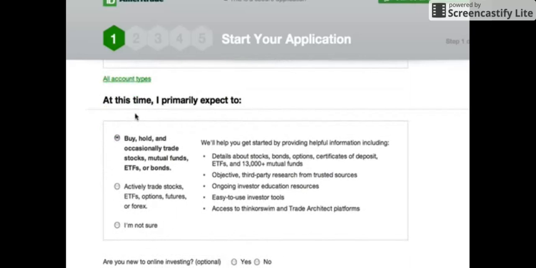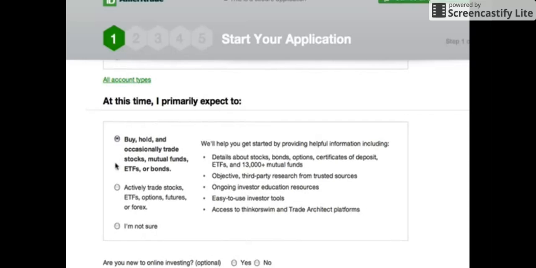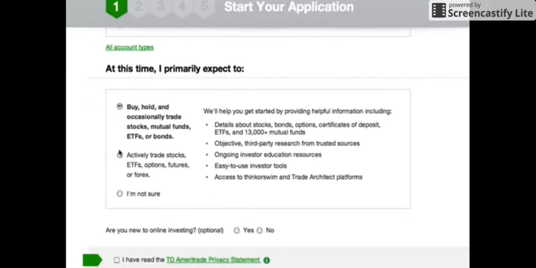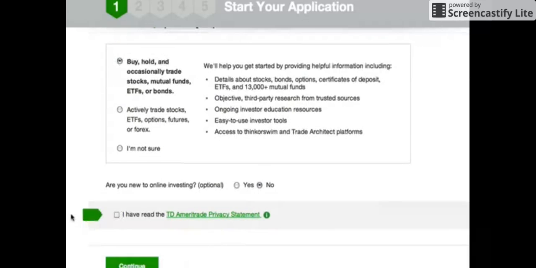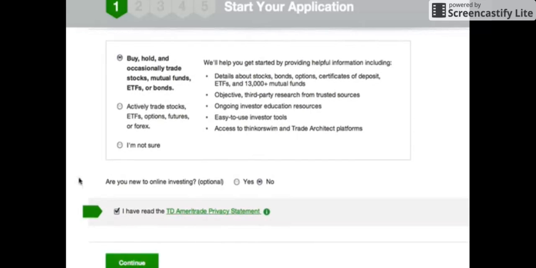Then down here, it asks you what type of trading you're going to do, basically. I'm a buy and hold investor, which means I'm not going to be buying and selling a whole lot of stocks, just periodically. You check this if you're going to be an active trader, and I'm not sure, so it probably doesn't really matter which one of these you choose. Are you new to online investing? I'm not. I don't think it would matter which one you choose for that one either. Then you click here, I have read the privacy statement. Go ahead and click that and read that if you want, and then click continue.